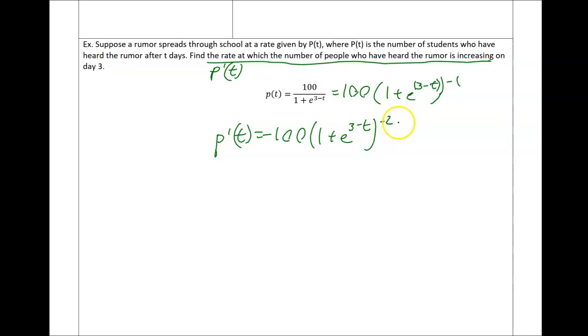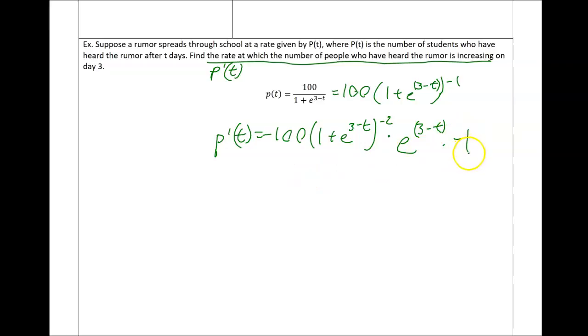And then I subtract 1 from my power, and then times the derivative of the inside function. Well, the derivative of 1 is 0, and the derivative of e to the 3 minus t is e to the 3 minus t. And then times the derivative of my inside, which is just this exponent here. So times the derivative of that, which is clearly negative 1.